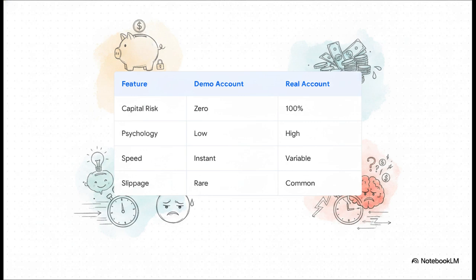You're also going to see a big difference in execution speed and slippage. In a simulator, execution is instant. Boom, done. In real life, especially during a crazy news event, the market is moving incredibly fast, and you might get a slightly different price than you actually clicked on. This right here is exactly why practice is non-negotiable.